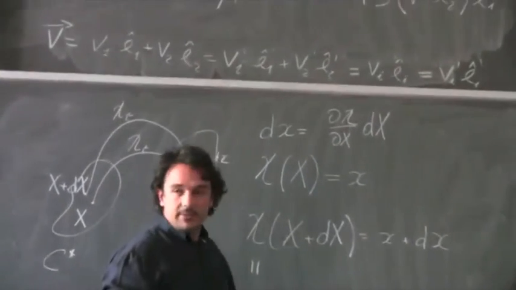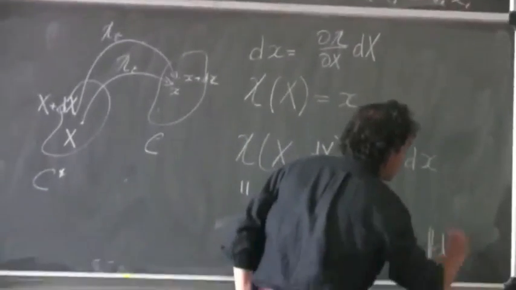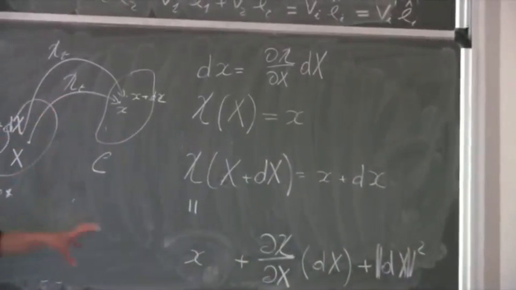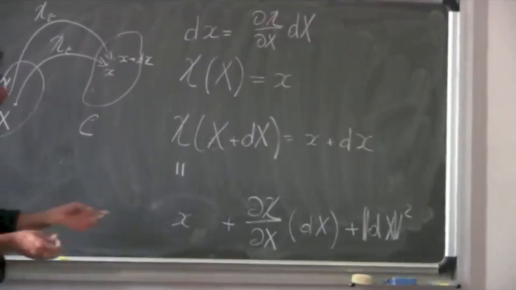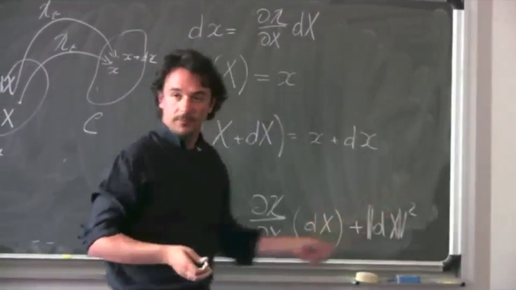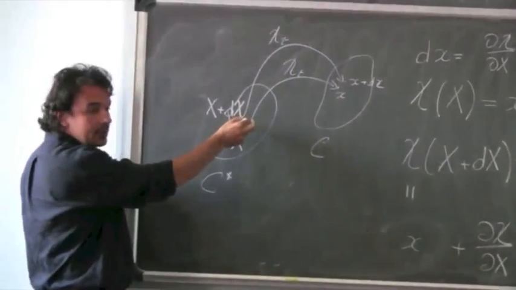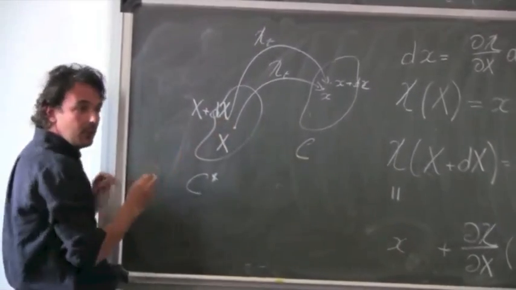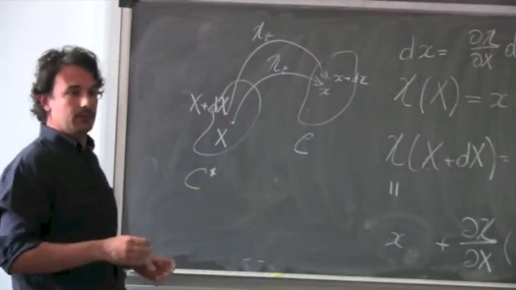This is a Taylor series function, so here you should have plus corrections, because when you make a Taylor series expansion, you have some error. And this error is of the order of dX to the power 2. That means that if you choose these points closer and closer, then this error is smaller and smaller.